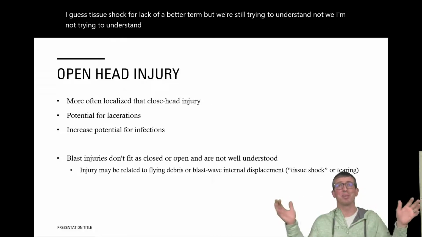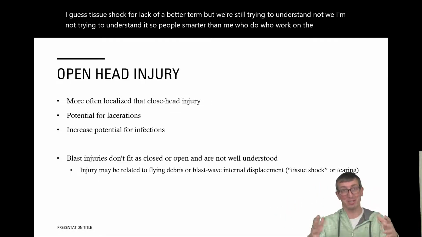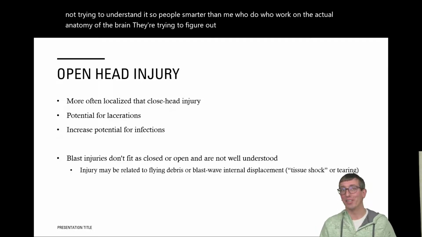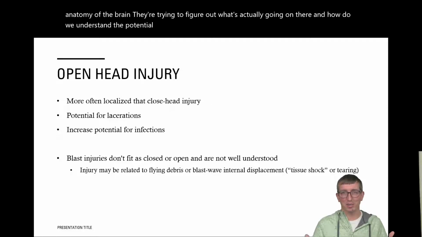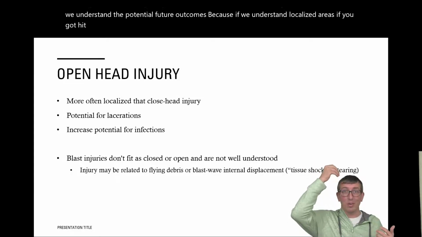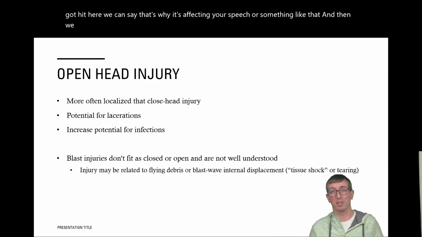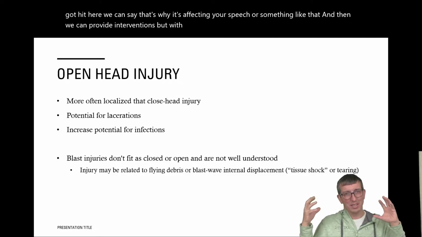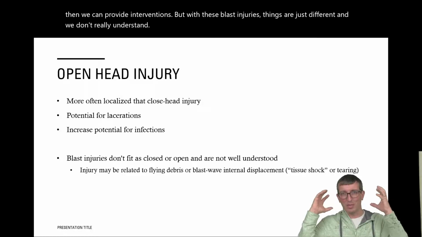It's people smarter than me who work on the actual anatomy of the brain. They're trying to figure out what's actually going on there. And how do we understand the potential future outcomes? Because if we understand localized areas, if you got hit here, we can say, oh, that's why it's affecting your speech or something like that, and then we can provide interventions. But with these blast injuries, things are just different, and we don't really understand which parts are being affected more than others and that kind of thing.